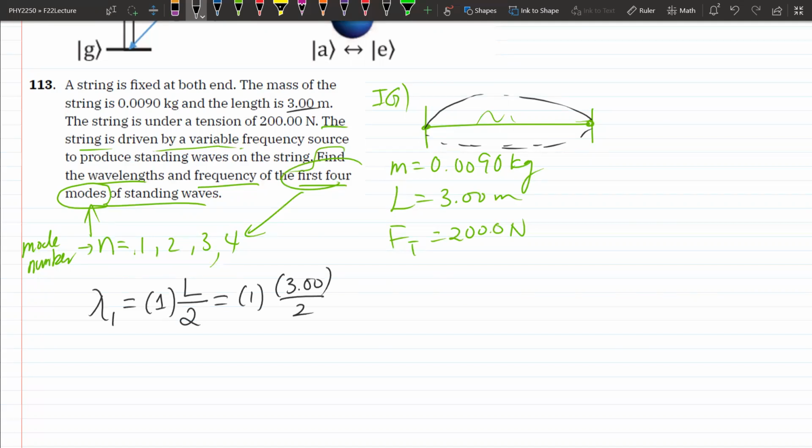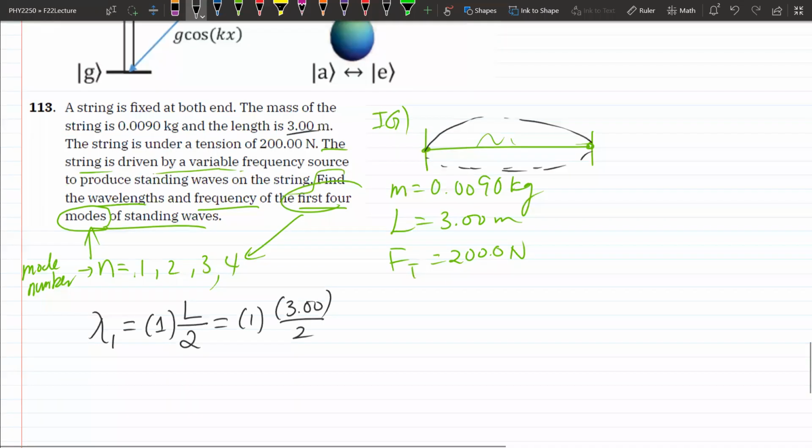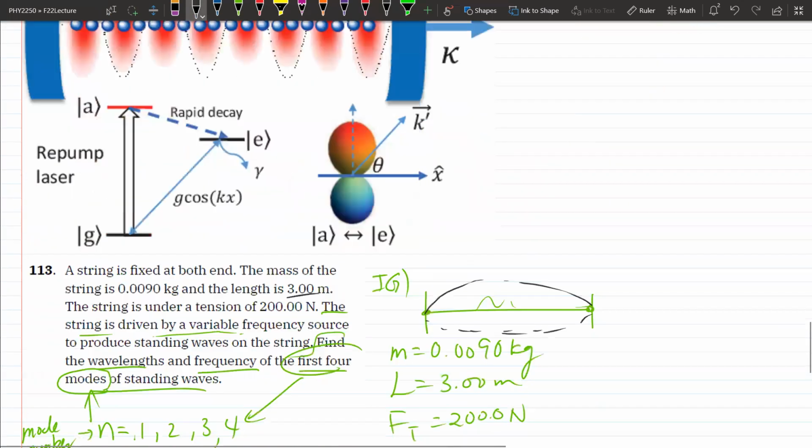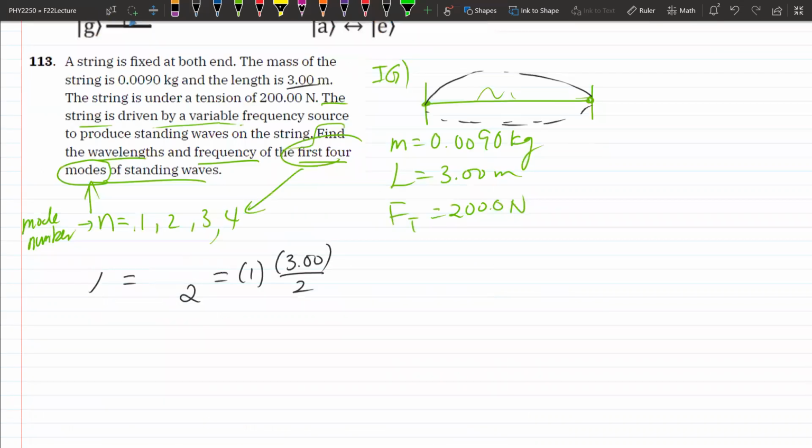Did I do that right? Yeah, I did that wrong. This should be twice the wavelength. I couldn't copy down a formula correctly, right? All right, let's copy down the formula first. Okay, it was 2L divided by n.